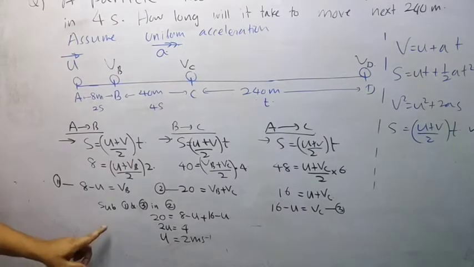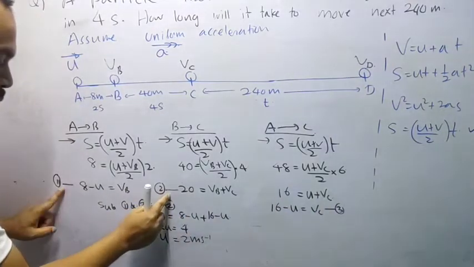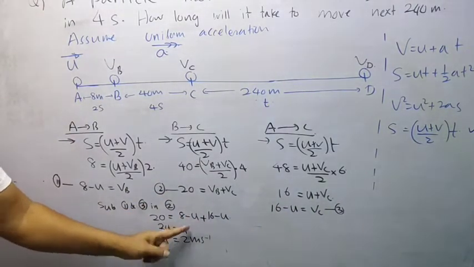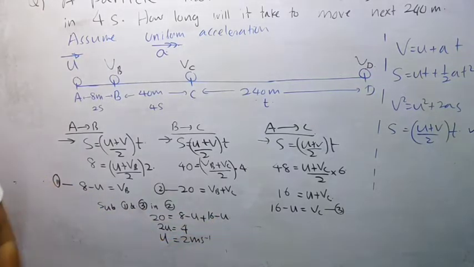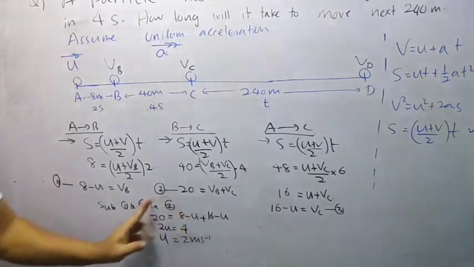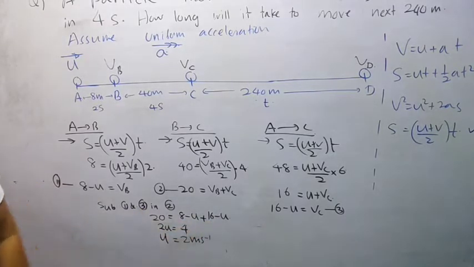Right, now we can sub 1 and 3 in, then VB is replaced by 8 minus U, VC is replaced by 16 minus U. Then here minus 2U on this side becomes plus 2U. Here 24 minus 20 is 4. Then U equals 2 meters per second. If we know this, I can find VB and VC if needed.